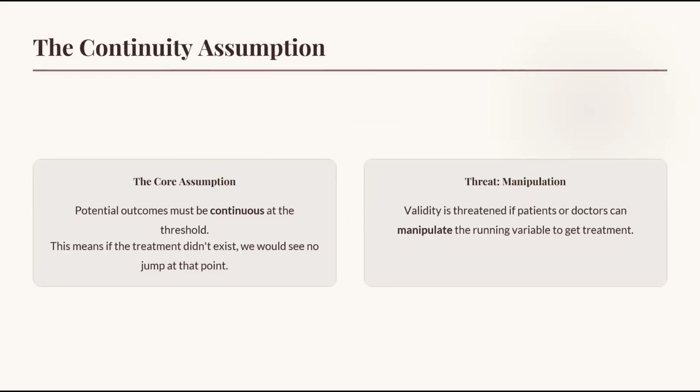The continuity assumption. This is the core requirement. Potential outcomes must be continuous at the threshold. If the treatment didn't exist, we should see no jump at that point. Threat: manipulation. Patients or doctors can manipulate the running variable, like fudging a birth weight to qualify for care. The design fails.